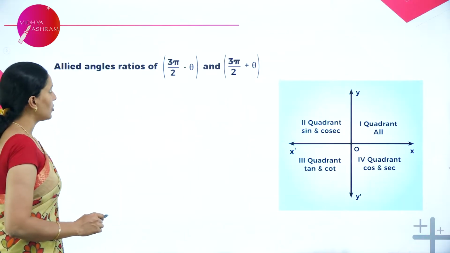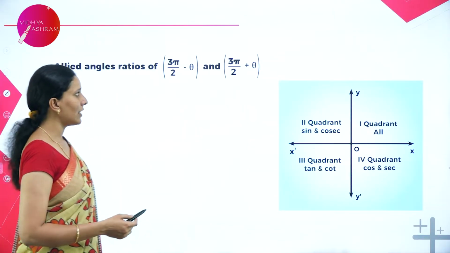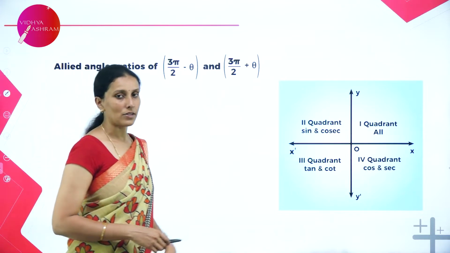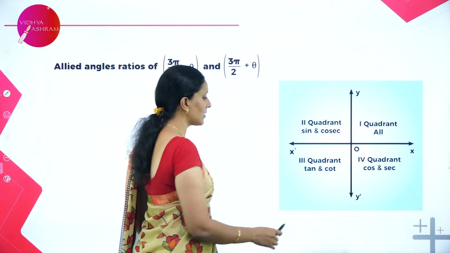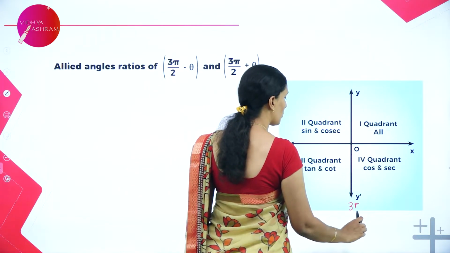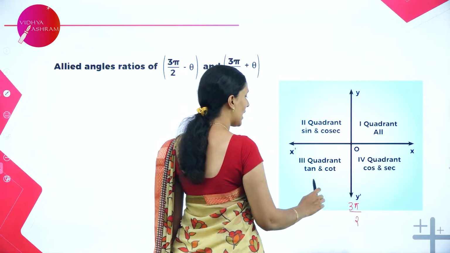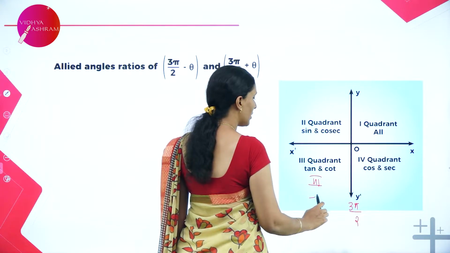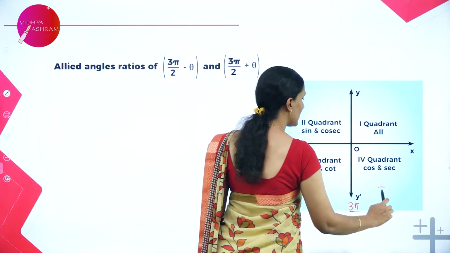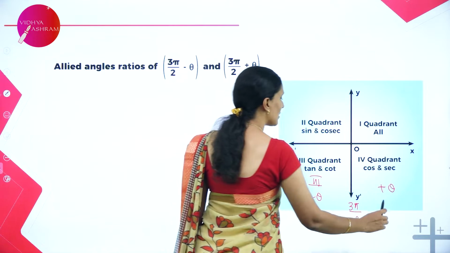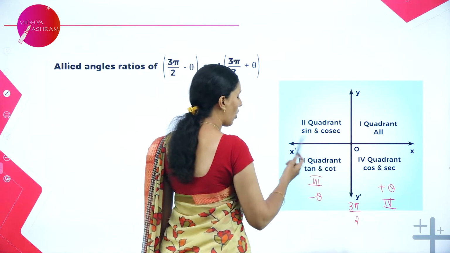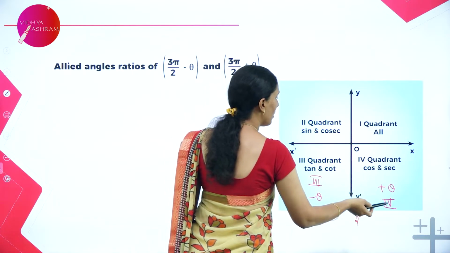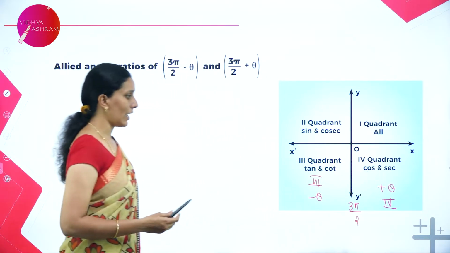Next, we will take the ratios of 3 pi by 2 minus theta and 3 pi by 2 plus theta. So it is the same as x here. 3 pi by 2 minus theta means this is our 3 pi by 2 here. When I say minus theta, it comes in the third quadrant. Here we are adding plus theta, so therefore it lies in the fourth quadrant. In the third quadrant, tan and cot are positive. In the fourth quadrant, cos and secant are positive.